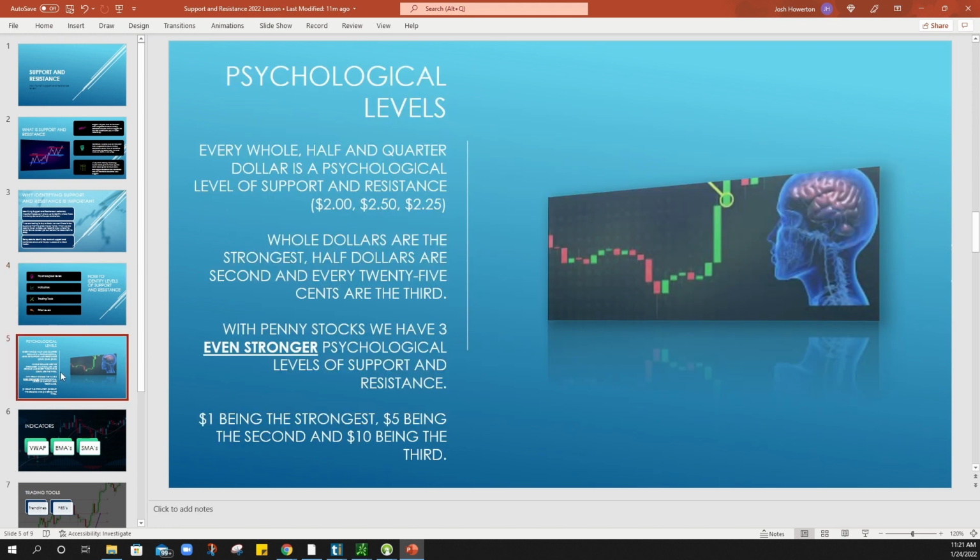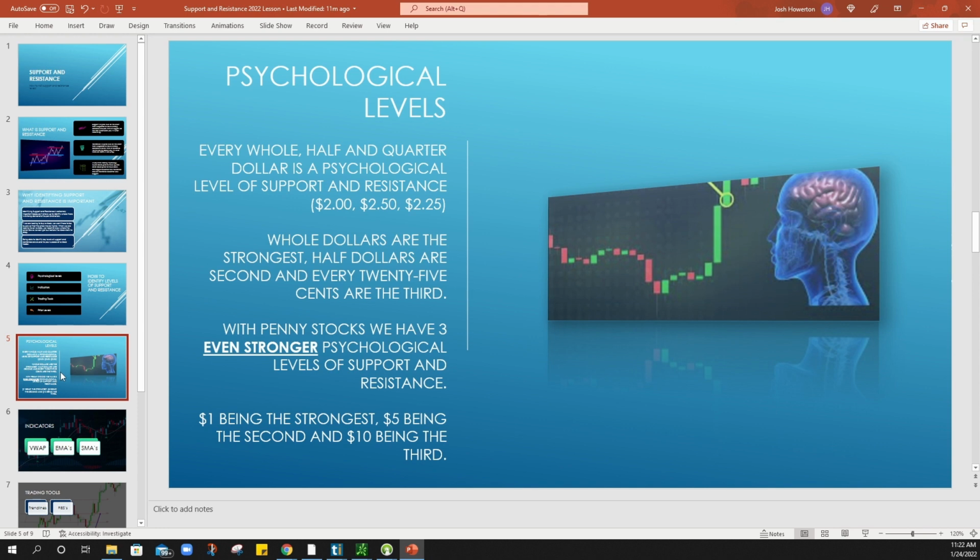So psychological levels, guys, right? Psychological levels are levels of support and resistance. We have every whole dollar, we have every half dollar, and every quarter dollar is a psychological level of support and resistance. So $2 is a whole dollar. That's a psychological level. $2.50, that's every 50 cents. That's half of a dollar, right? That's a psychological level. And every quarter, 25 cents, 50, 75 cents, whole. Every quarter is a psychological level of support and resistance.